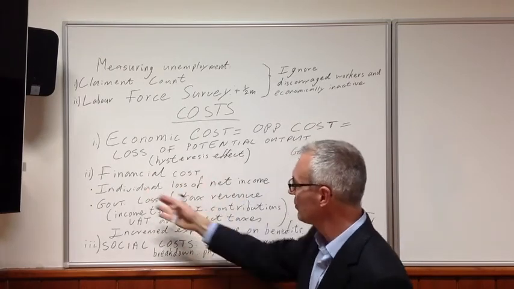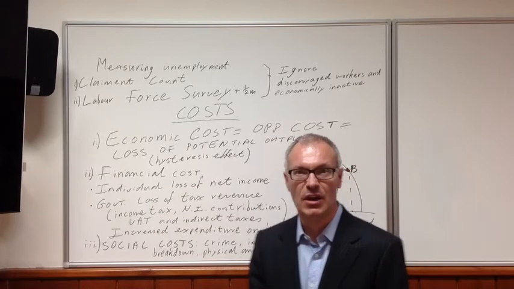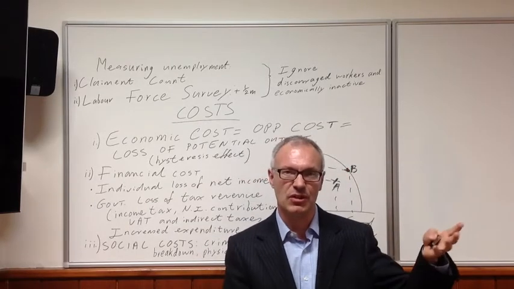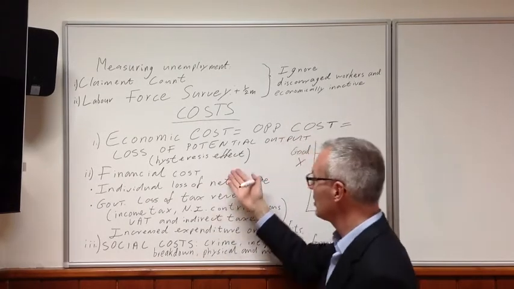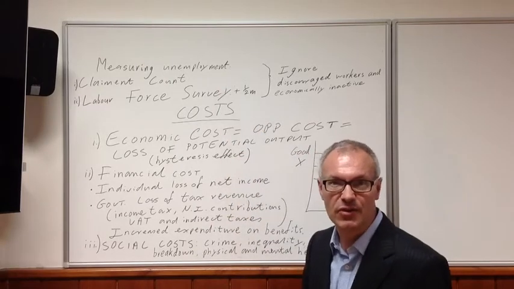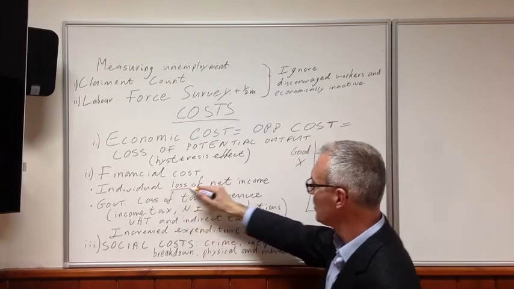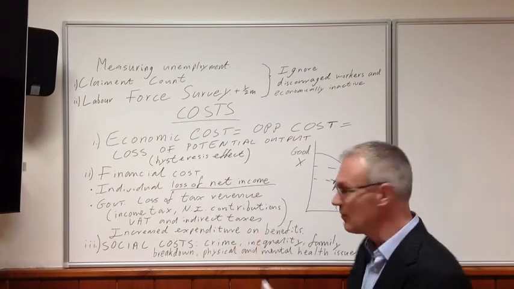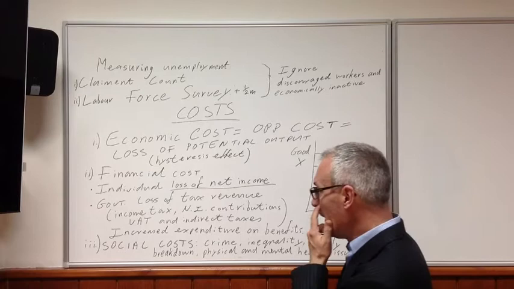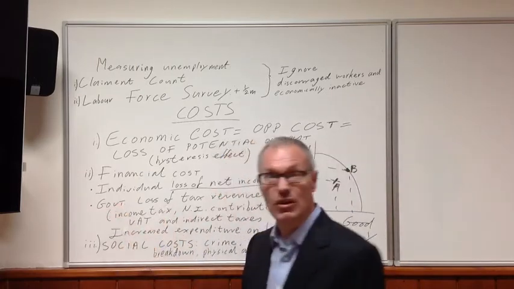Now, the financial cost to an individual is the loss of net income. Really the difference between what they received in work and what they received probably on job seekers allowance and other benefits they may receive. And for a lot of people that of course will be a loss of net income. It is certainly significant. Now a second financial cost is the cost to the government.